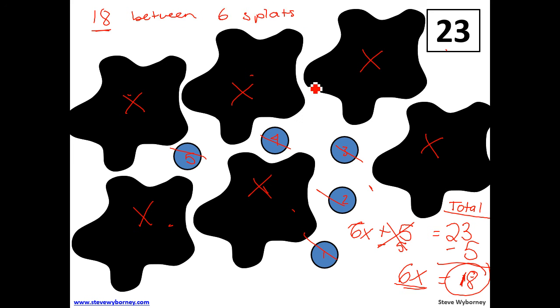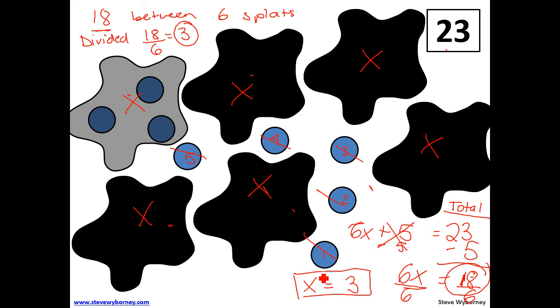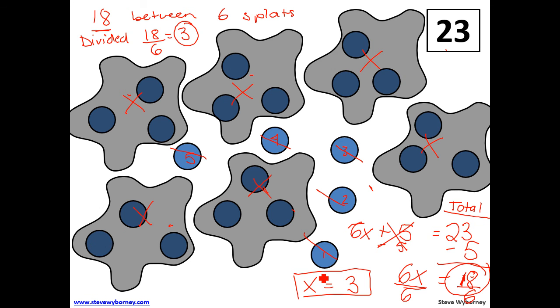So how many are in between each? Well, we divided 18 by 6 splats. So how many are going to be in each? 3 blue dots. 18 divided by 6. And so if I do it over here, I'm left with, under 1 splat, I'm going to have 3. And we are right. Okay. So that is the visualization behind solving these equations.